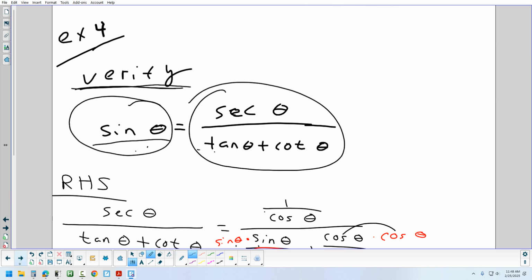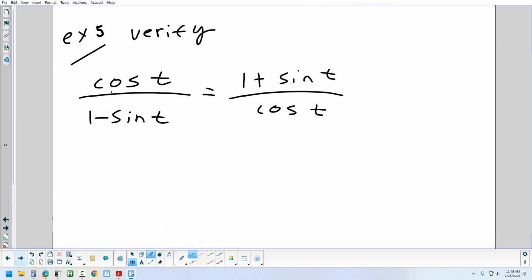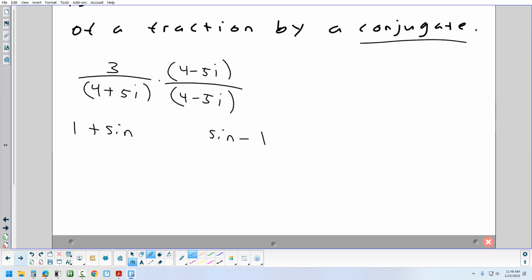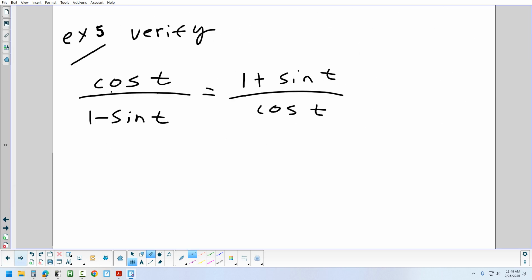So let's try it on this one. Is the numerator on the right side 1 plus? The numerator on the right, 1 plus sine t.